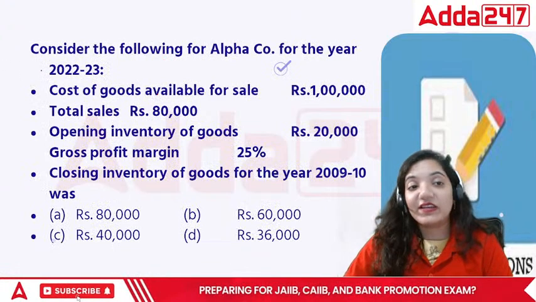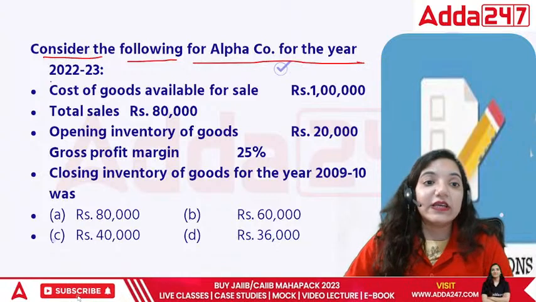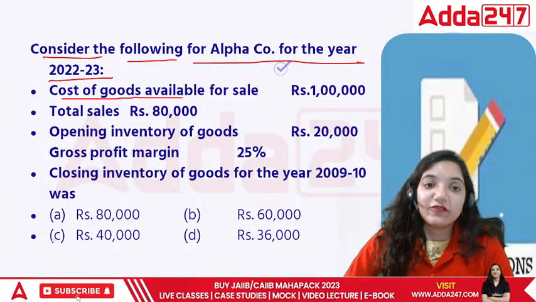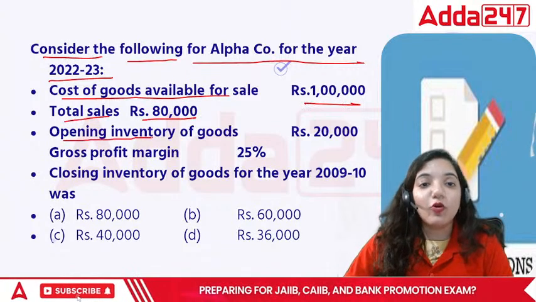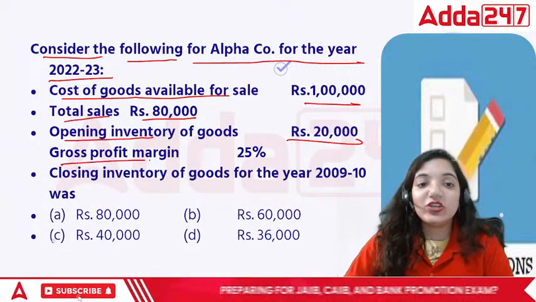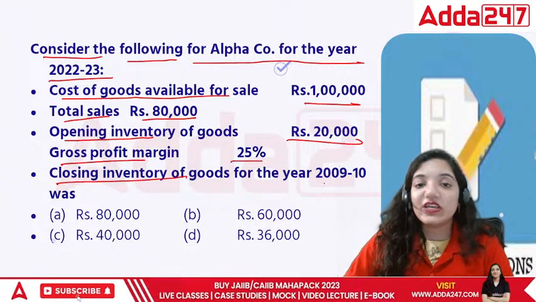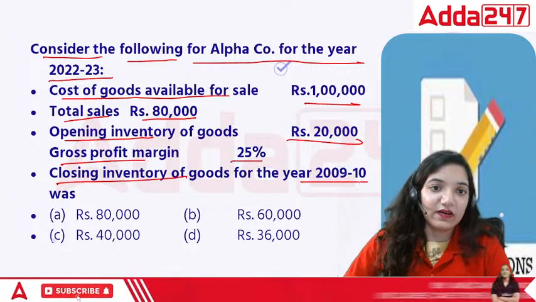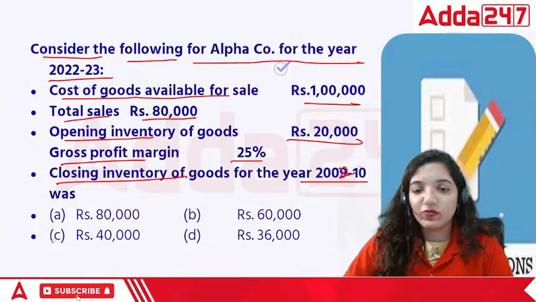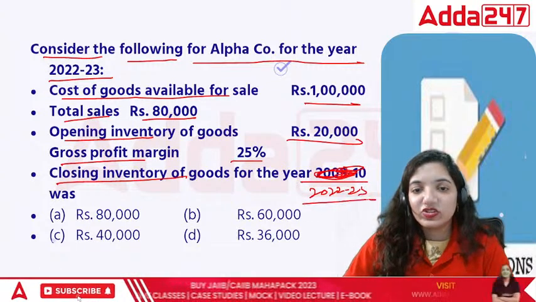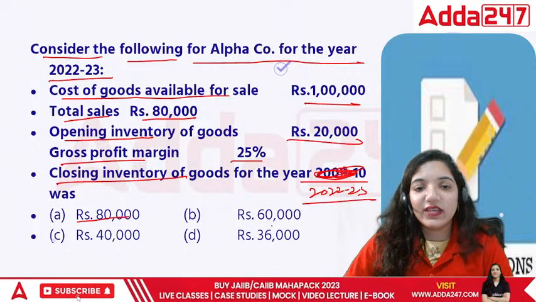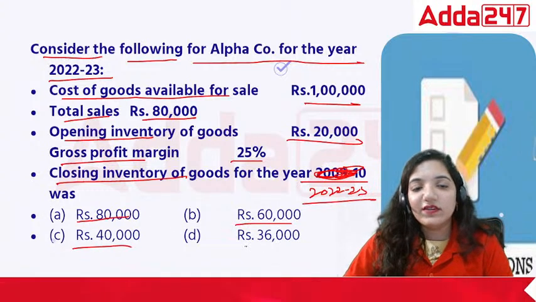Next question, that's a practical question. Consider the following for Alpha Company for the year 22-23. The cost of goods available for sale is 1 lakh. Total sales is 80,000. Opening inventory is 20,000. GP is 25%. Closing inventory is 2,910. Okay, this has to be for 22-23. Year to be stated this way. So, what would be the answer? 80, 60, 40, 36.